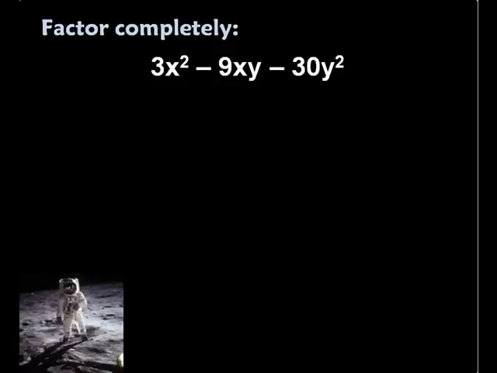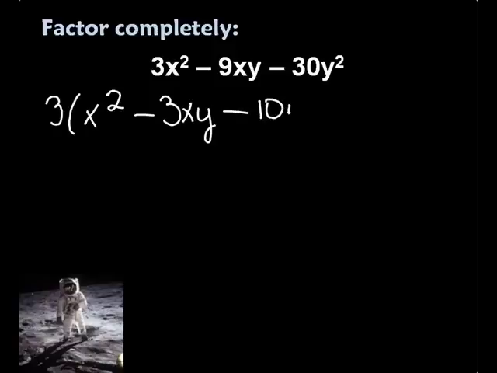Let's factor this one. Remember, the first thing we do is we look and see, are there any common terms? And actually, there is 3. There's a 3 in each of these. So I'm going to take that out. I'm going to divide that out. 3x squared divided by 3 is x squared. Negative 9xy divided by 3 is negative 3xy. Negative 30y squared divided by 3 is minus 10y squared.